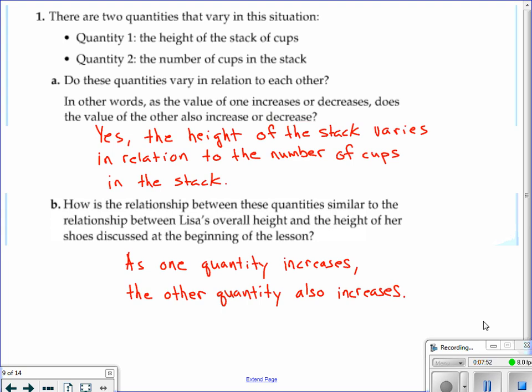And then part B, how is this relationship between these quantities similar to the relationship between Lisa's overall height and the height of her shoes discussed at the beginning of the lesson? Well, as one quantity increases, the other quantity also increases. So just like when the height of Lisa's shoes increased, her overall height increases. Same thing here. As we put more cups in the stack, the overall height of the stack increases.